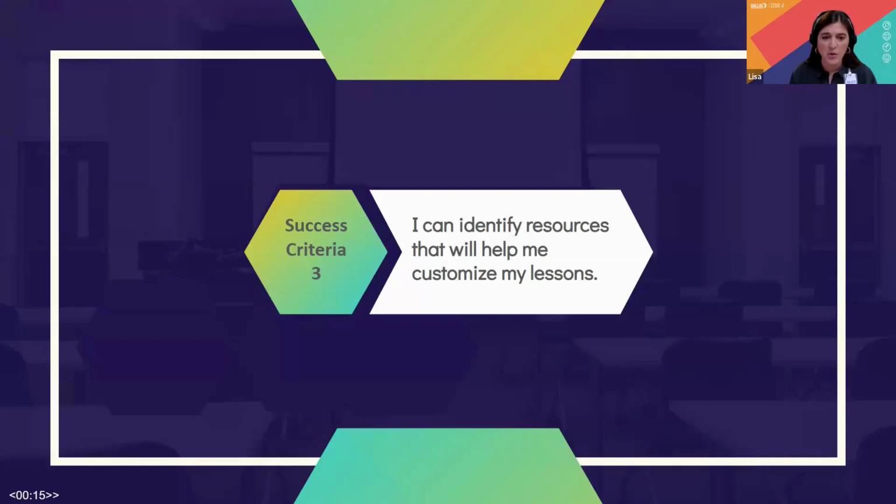All right, so now we're going to move into our Success Criteria 3, which is I can identify resources that will help me customize my lessons. So now that you have kind of a general idea of what is coming up in your units, and as you start to plan for your lessons, we want to just give some helpful suggestions on how to navigate through those lessons and help you effectively plan.